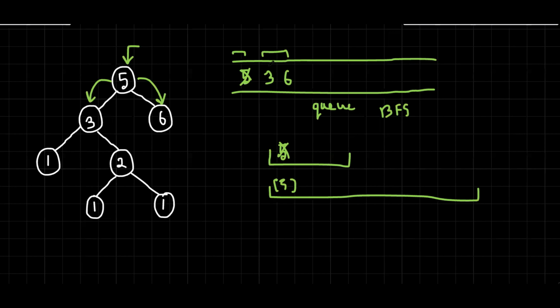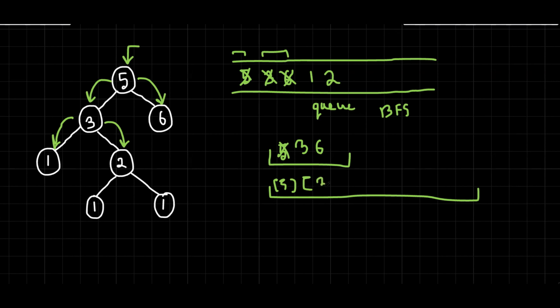Now 3 and 6 are the second level nodes. So what is the top element of the queue? Sorry, it is 3. We have to insert 3 here and remove 3. Now, after removing, we have to check whether 3 has left and right children or not. Yes, it has. So we have to insert 1 and 2 into the queue. Now, what is the top element of the queue? It is 6. So we have to insert 6 here. Now, the second level traversal is completed.